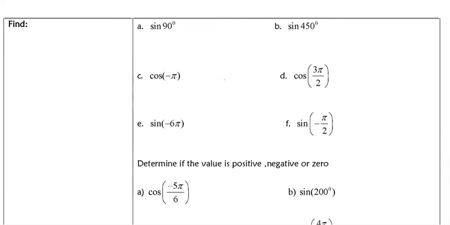Right, here we are, and it says to find a number of values: the sine of 90 degrees, the sine of 450 degrees, and so on and so forth. We also have some radians in here in pi, so let's go through these. We'll do the first one together here, and then I would really want you to pause the video and see if you can do the rest without being walked through it.